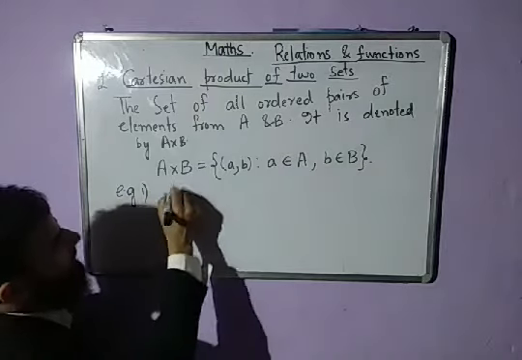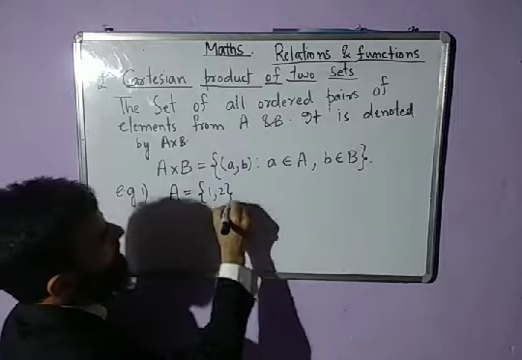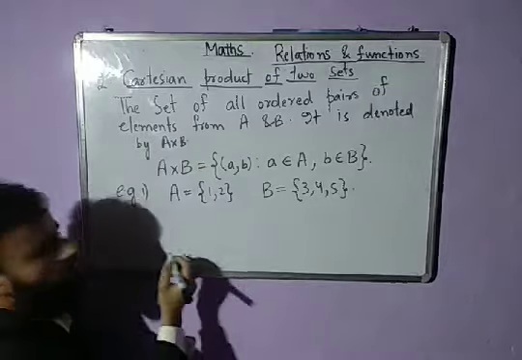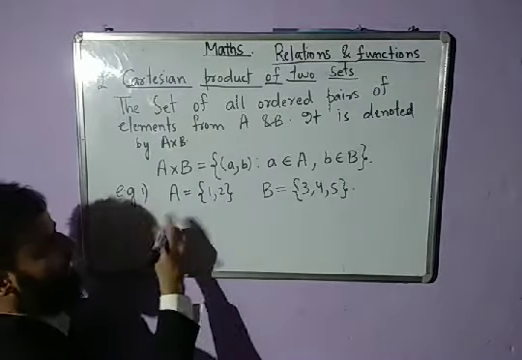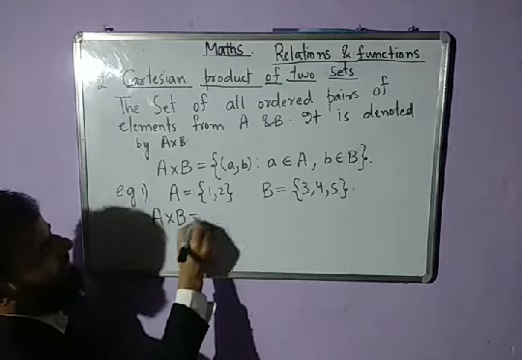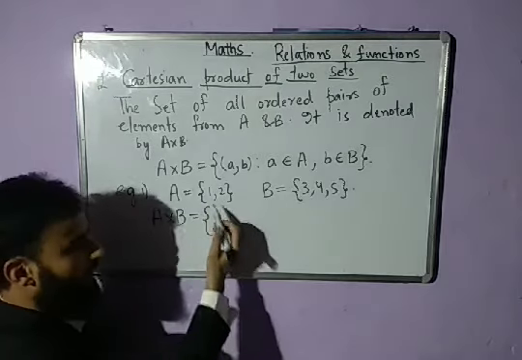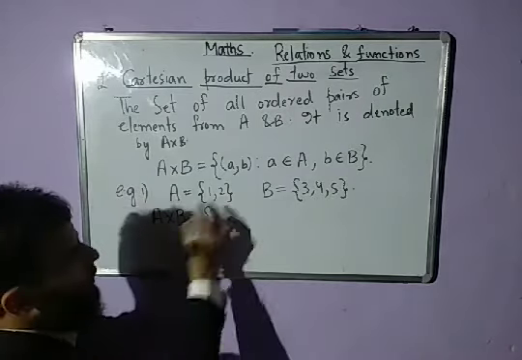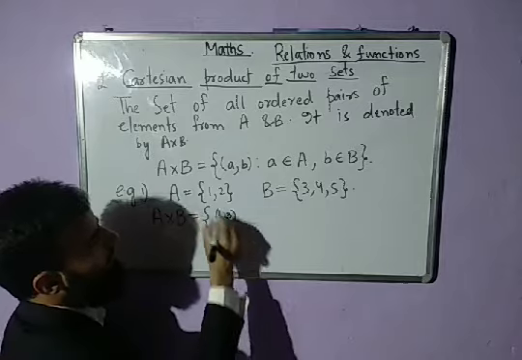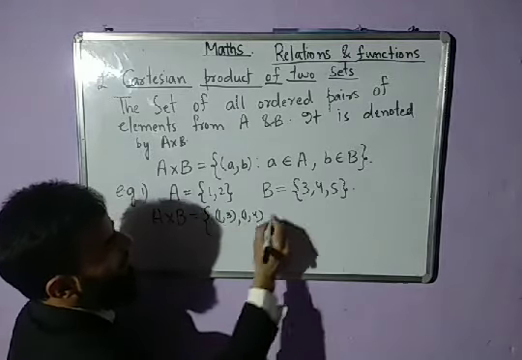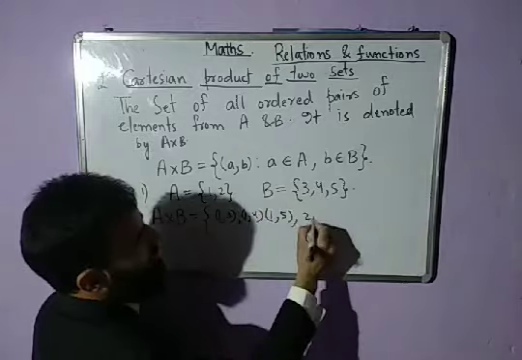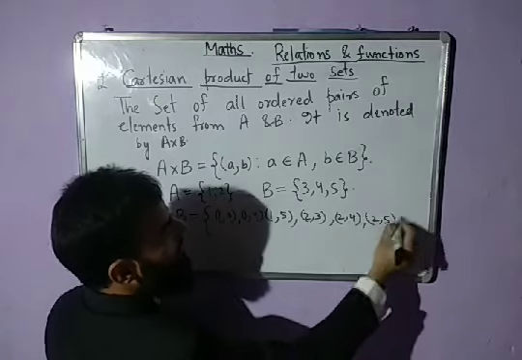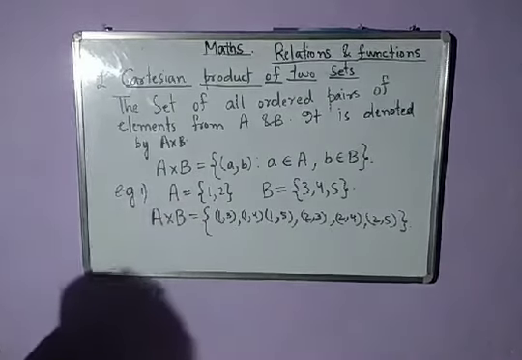Let's say we have an example: A is equal to {1, 2} and B is equal to {3, 4, 5}. If we were asked to find the Cartesian product, we'll do it simply by taking the first entry from A, and we have to list here all the possible combinations. So we'll take first (1, 3), then (1, 4), then (1, 5). Similarly (2, 3), (2, 4) and (2, 5). This is the A cross B.